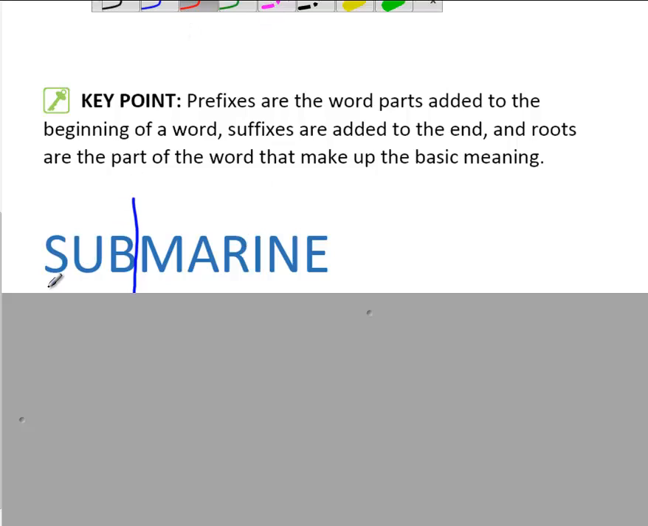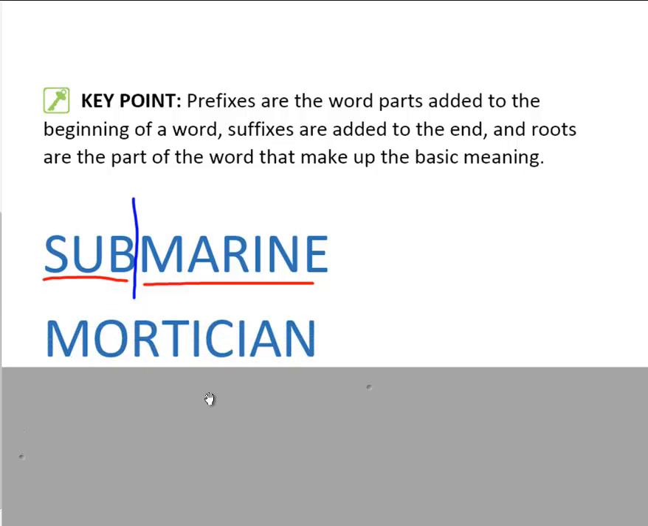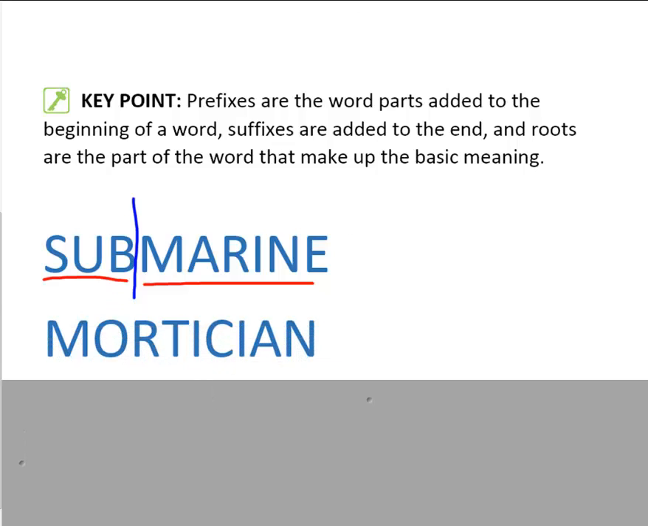So you say to yourself, okay, sub. Well, I know that a subway is a train that goes underground, so maybe sub means under. And then you look at the marine part. And you would say, well, I know that a marine has something to do with the water, so maybe a submarine is something that goes under the water. And as you know already, you would be correct. So by breaking up the word when it's unfamiliar into parts that are familiar to you, you can figure out unknown words.